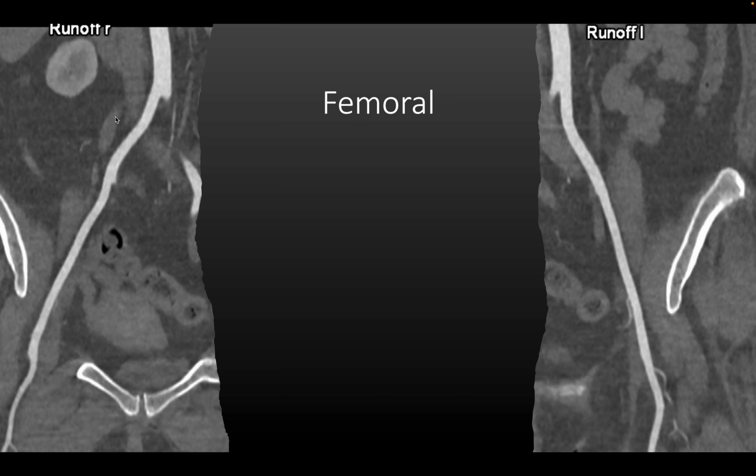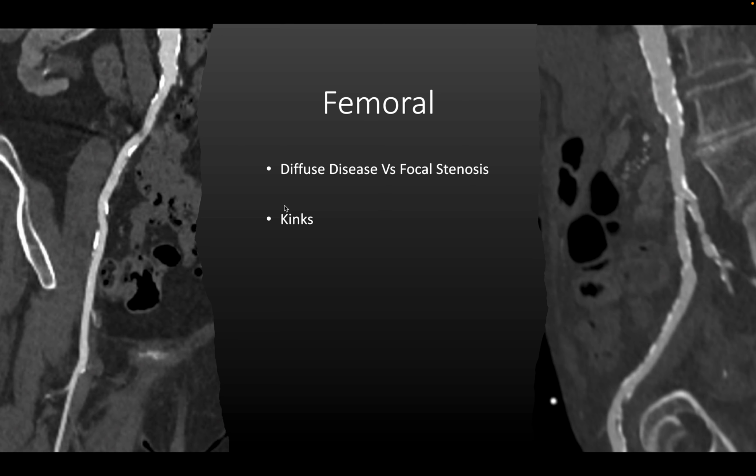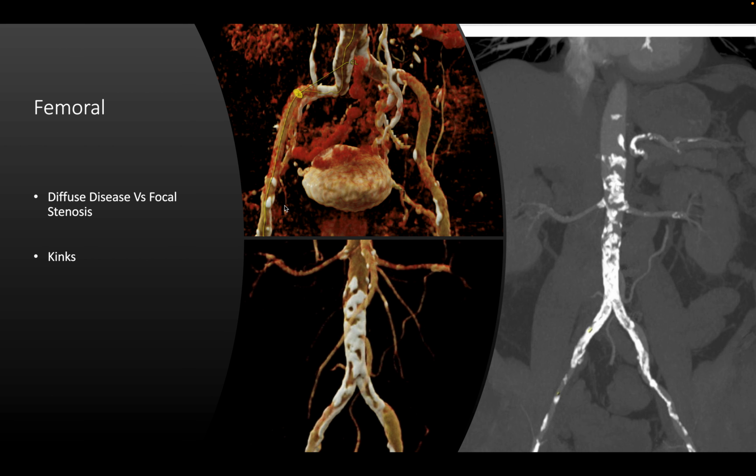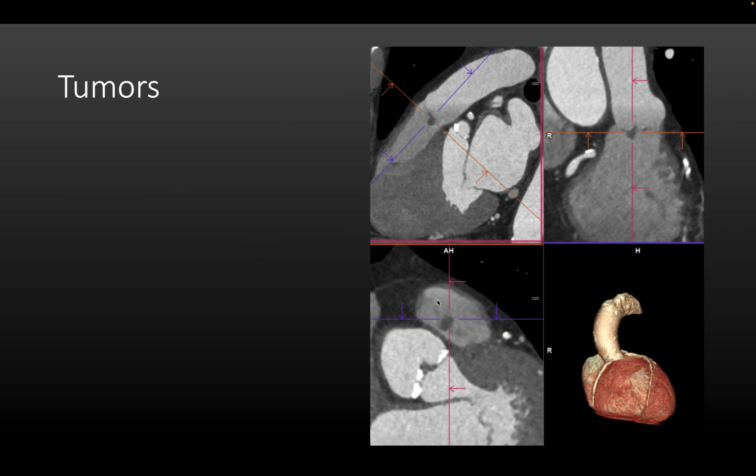Sometimes in order to guide the percutaneous approach, we need to check the femorals, how the femorals and the iliacs are. Are they patent? Are they kinked? Are they diffusely or focally diseased? Is it a no-go through the femoral arteries?